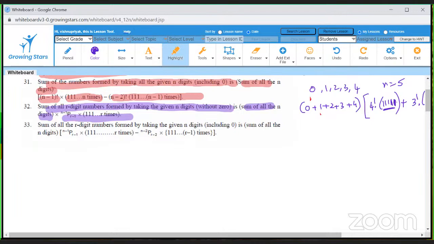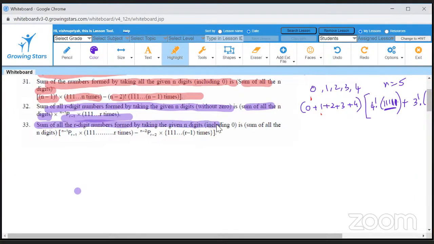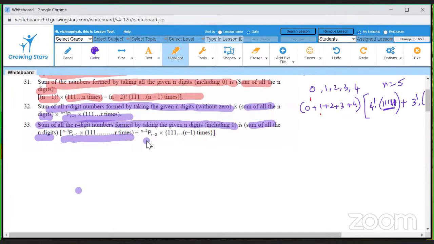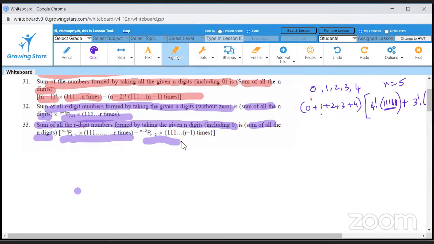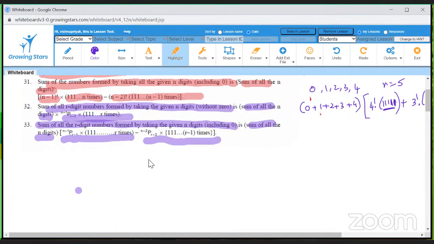All these look confusing, but the thing is you have to practice. If you practice, they will look easy. Take some examples. Sum of r digit numbers formed by taking from n digits, including 0. This time 0 is included. Then sum of all the n digits, n minus 1 P r minus 1 multiplied with 1, 1, 1, 1 r times, minus n minus 2 P r minus 2. Now you will have 1, 1, 1 only up to r minus 1 times.